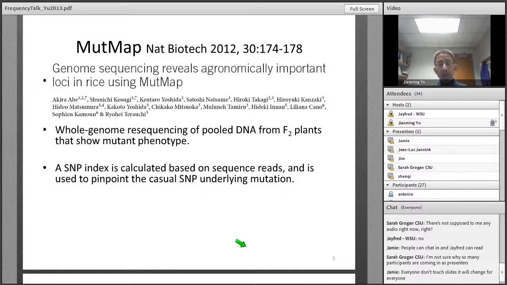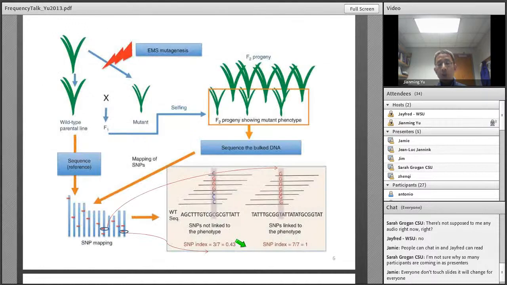So what they did is actually to identify an EMS mutant and cross it to the original wild type, and then do a bulk segregant type of analysis. But what they did is actually whole genome sequencing of pooled DNA of F2 plants showing this mutant phenotype. We have better slides. This is just some highlights. And then they calculate what they call the SNP index based on sequencing reads. And this index is used to map or pinpoint the causal SNP underlying mutations. This might also be a great opportunity to resharpen your skills on calculating frequency, or thinking or formulating questions in terms of basic genetics and frequencies.